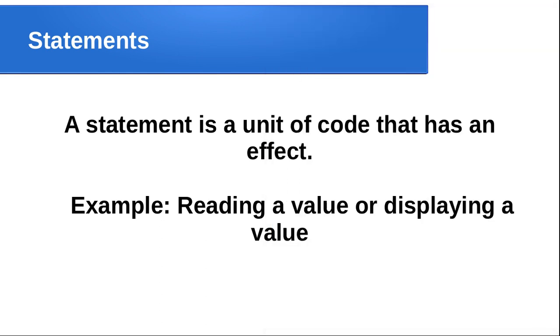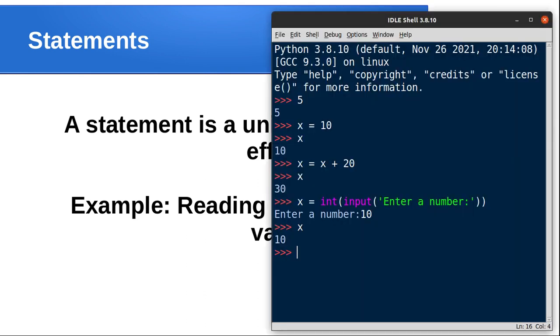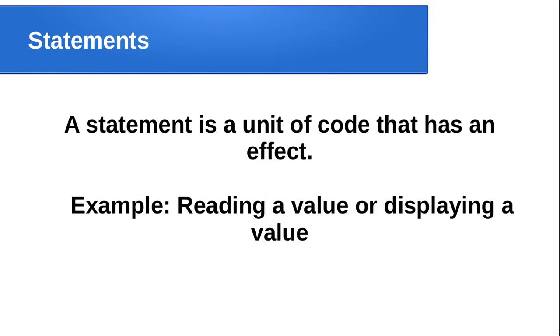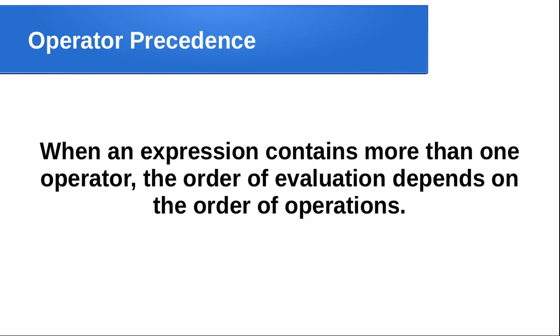So these are some examples: reading a value or displaying a value. These things are considered statements. A statement is a unit of code that has an effect. These are some examples of statements. And the next part is operator precedence.